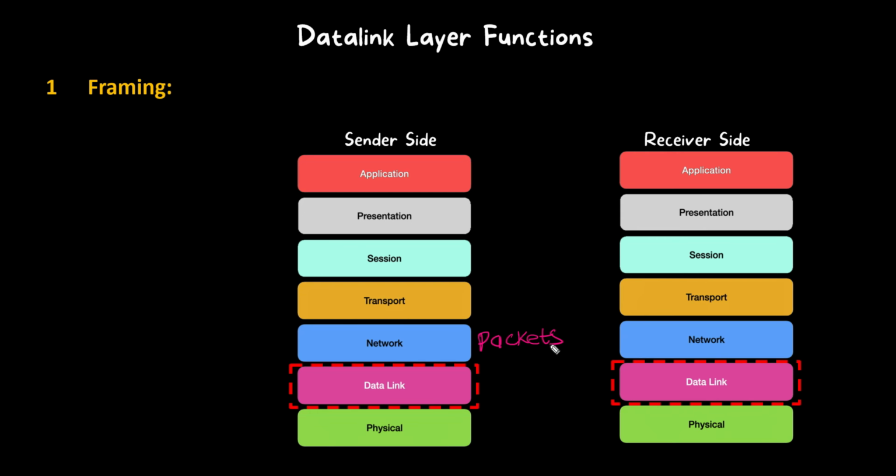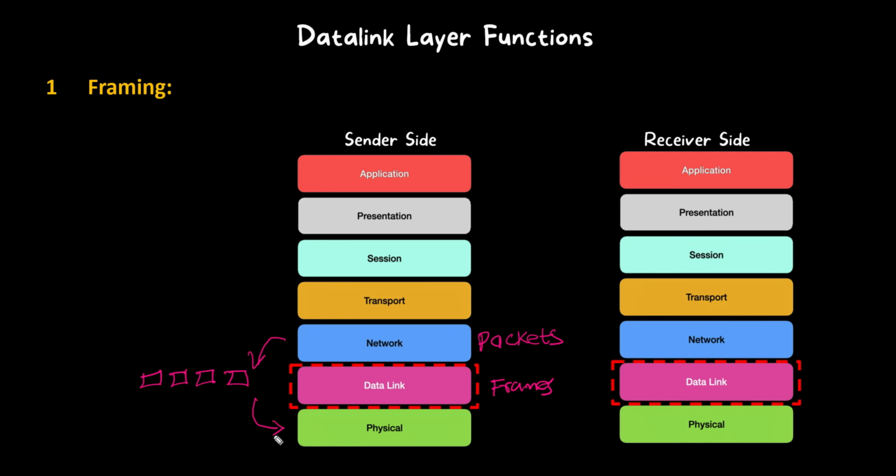When the data link layer receives this packet, it divides it into multiple small pieces, which are called frames. Frame means the pieces of data. So these are the frames. And the data link layer sends these frames bit by bit to the physical layer. So basically it receives the data packets from the network and converts them into frames, that means small pieces of data, then sends each frame bit by bit to the physical layer. So this is the basic function of the data link layer.